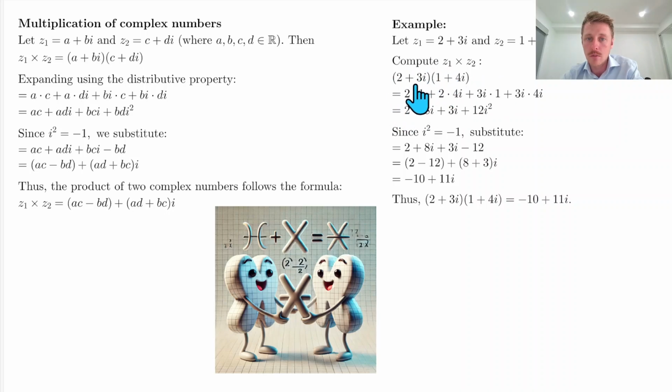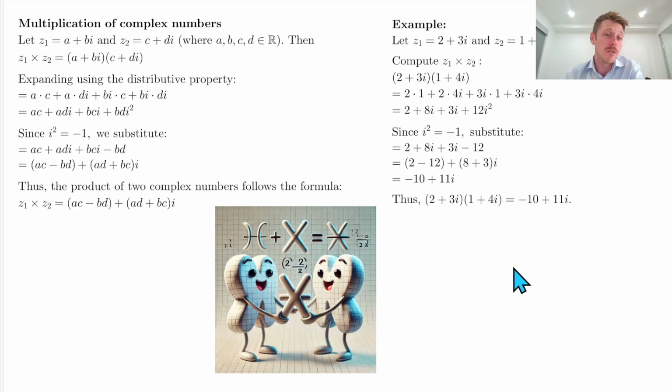2 times 1 plus 2 times 4i plus 3i times 1, plus 3i times 4i. So you get 2 plus 8i plus 3i plus 12i squared. i squared equals -1, so this becomes -12. 2 minus 12, grouping the real parts, is -10. 8i plus 3i is 11i. So we can say that when you multiply these two complex numbers together, you get -10 plus 11i. Okay, hopefully that's making some sense.